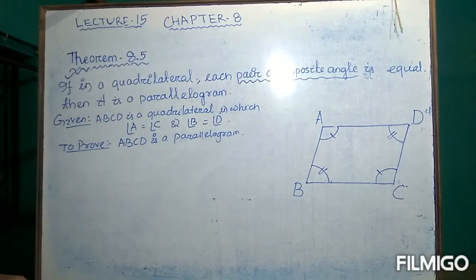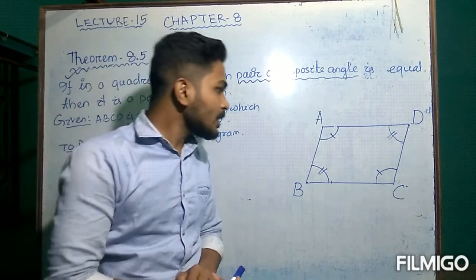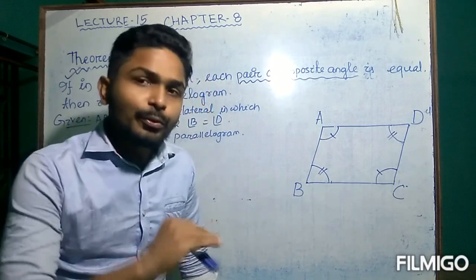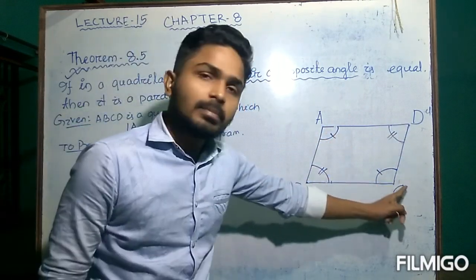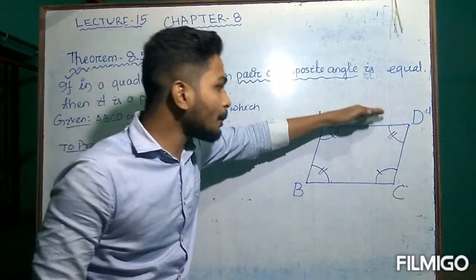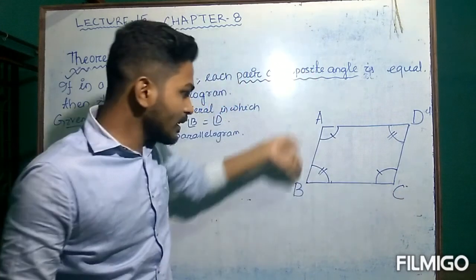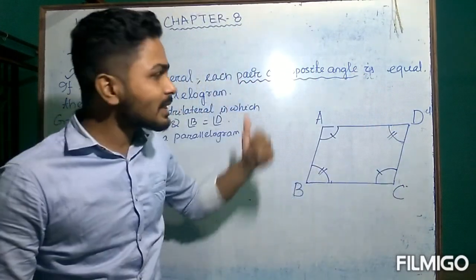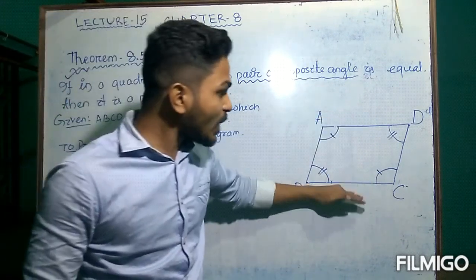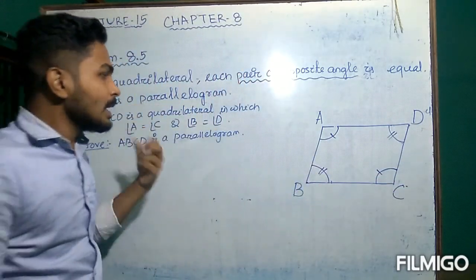So tell me, how can we prove that any quadrilateral is a parallelogram? Which condition should be satisfied so that we can call a quadrilateral a parallelogram? Let's think. If we can prove AD parallel to BC and AB parallel to DC, that is, if we can prove the pairs of opposite sides are parallel, then we can say yes, this quadrilateral is a parallelogram. So our main target is to prove that the pairs of opposite sides are parallel. Then we can prove that ABCD is a parallelogram. So let us prove.